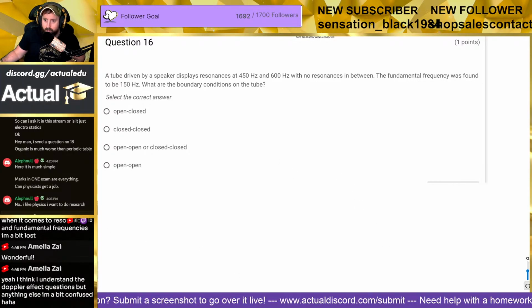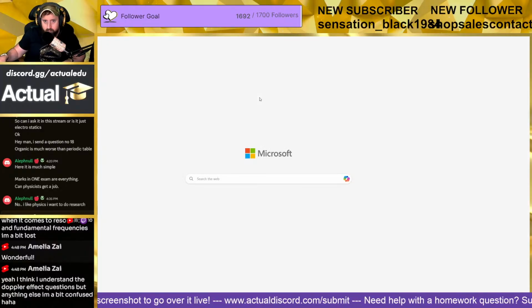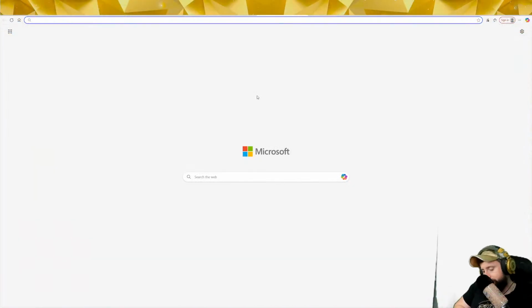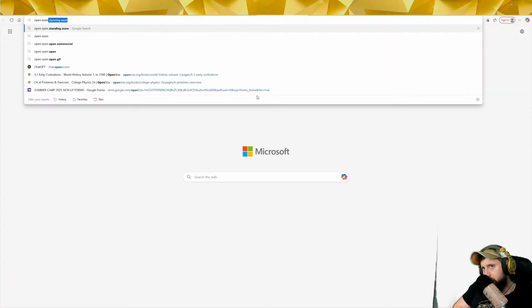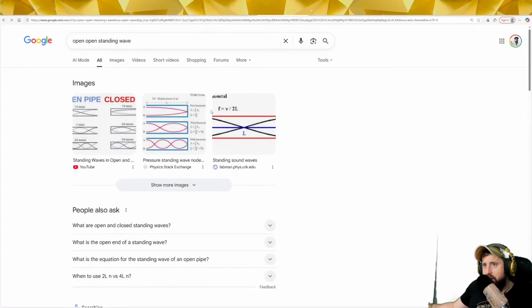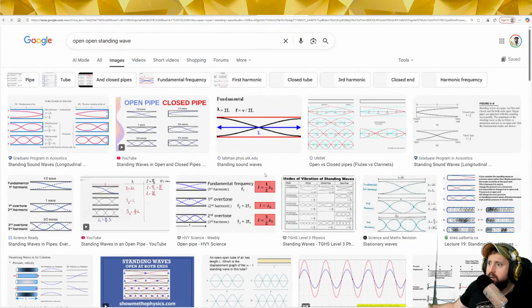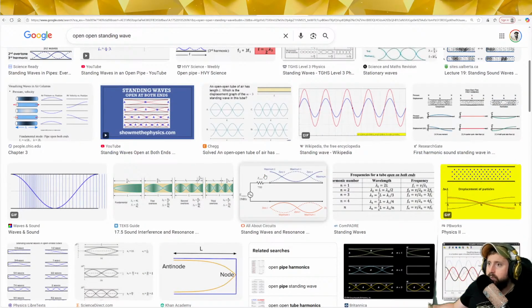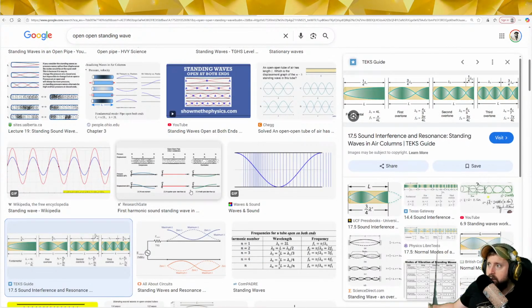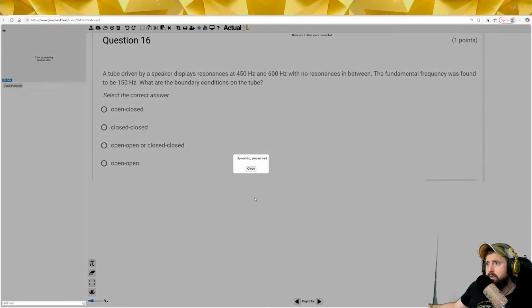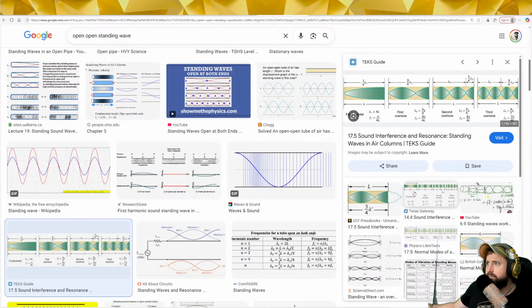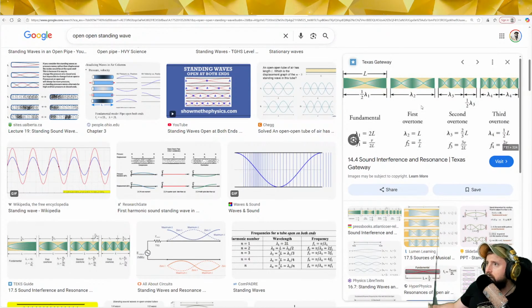Let me find a diagram of this. Sorry. Open standing wave. Maybe this has them. Yeah, this probably has them. There's like one diagram that's super good at showing all of them. This is a good one. Yeah, okay, here. Let's take this one. Let's take this image. This is a good one. And then there's probably this one. Good. Yeah.